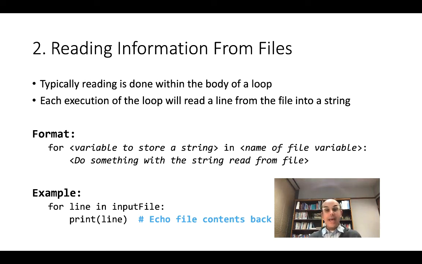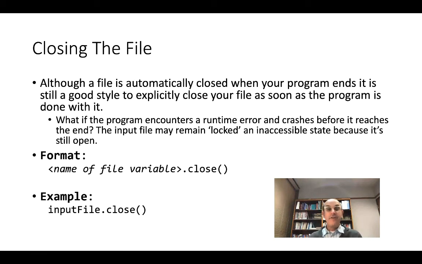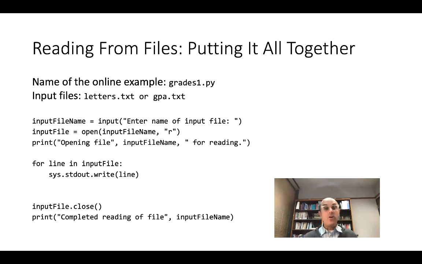So in this case, the variable stores a string with the name of the file. Do something with the string, read the file. In this case, I can do, for example, for line in input file, I can print the line. To close the file, you're going to say input file dot close, and it will close the file.